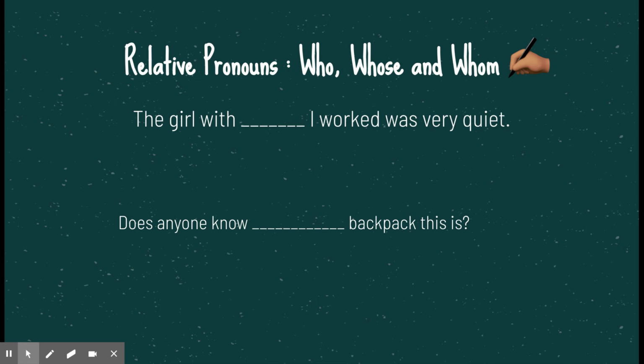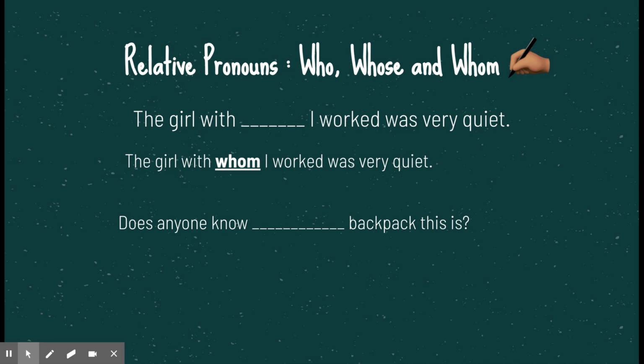Go ahead and solve this example in your notebook. I'll give you a couple of minutes. Did you finish writing it down? Did you pick your best answer? If you said whom, you are correct. The girl with whom I worked was very quiet.